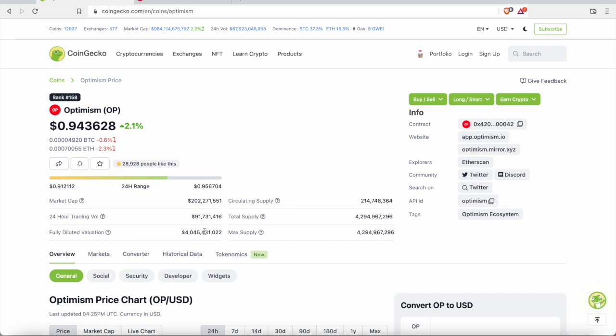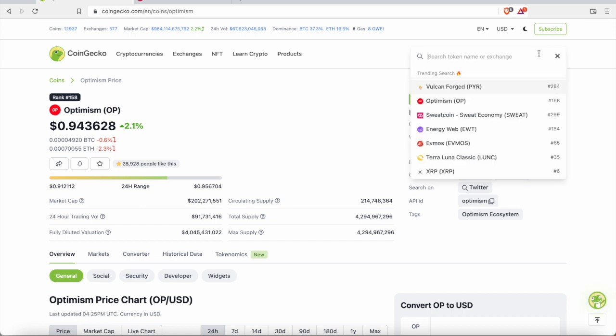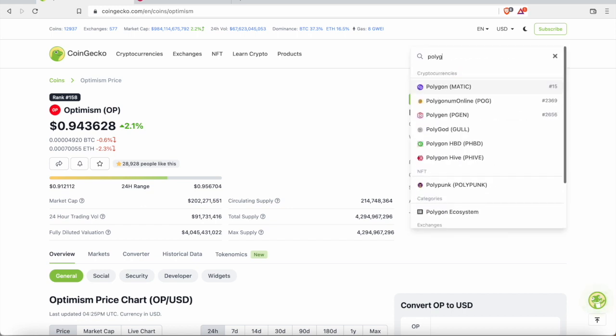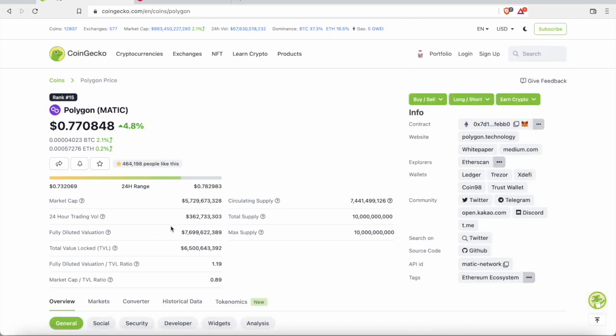So if I was trying to assess whether I think Optimism's a good buy at 94 cents, I would say, okay, well, the fully diluted valuation of Optimism is $4 billion. I think Polygon is a good like-for-like competitor. So let's see what Polygon's worth, or Matic, as they call it now, sorry. Matic's fully diluted valuation is 7.7 billion. So by that measure, and I said that I believe Optimism is worth half of Polygon, that means at 94 cents, Optimism is accurately priced in the market based on fully diluted valuation.